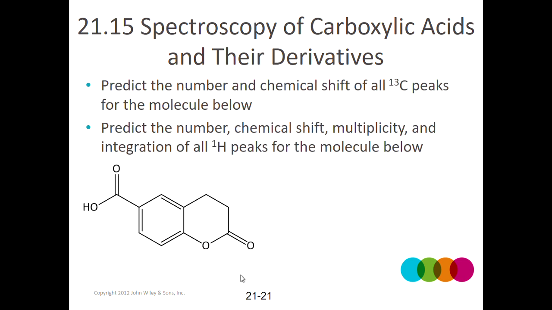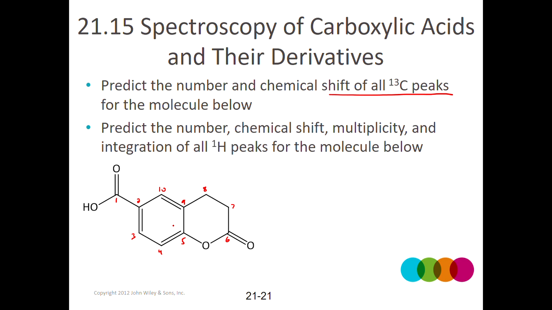All right, so here's an example giving you a structure. We want to predict the shift of all the carbon-13 peaks. So first of all, to do that, we would number the carbons. I'll just start here randomly: 1, 2, 3, 4, 5, 6, 7, 8, 9, 10. So there are 10 carbons. So will I necessarily see 10 signals? Well, in this structure I will, because there's no symmetry.